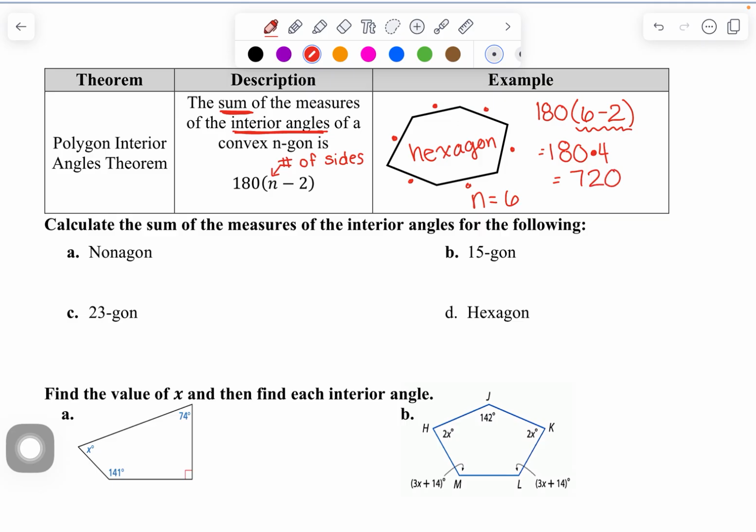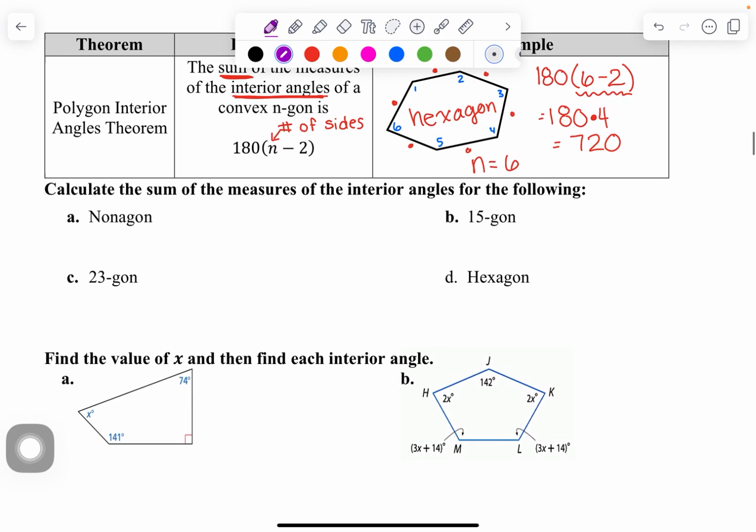So, if I add up angle 1, angle 2, angle 3, angle 4, angle 5, and angle 6 of this polygon, it will add up to 720 degrees.